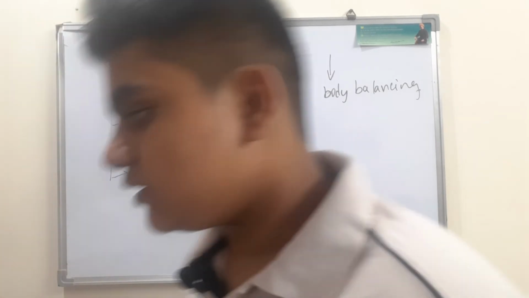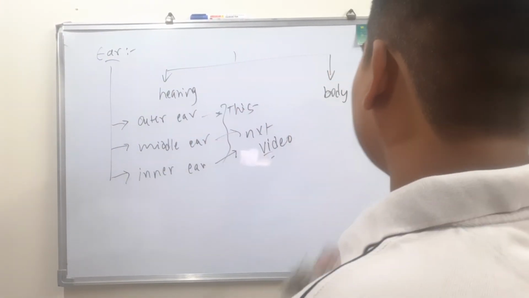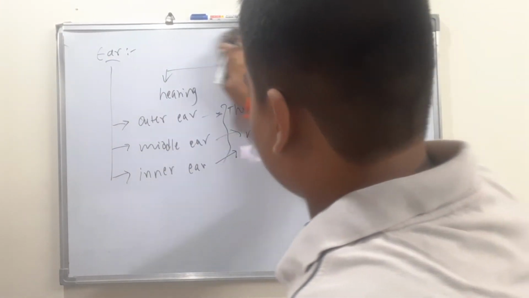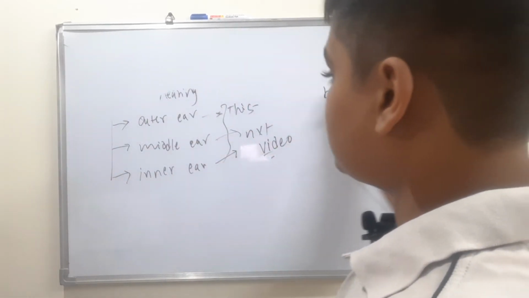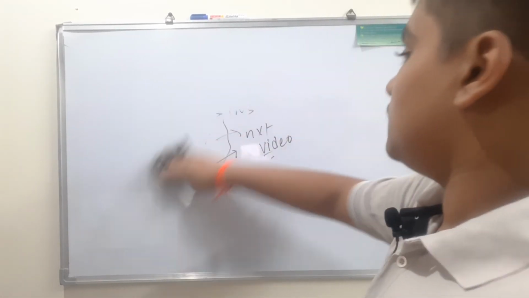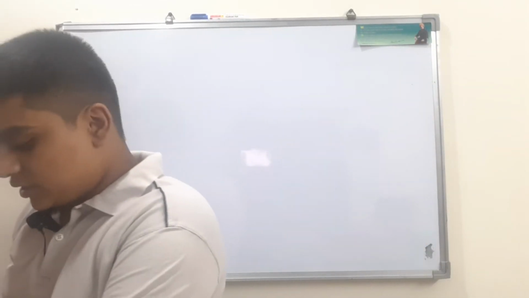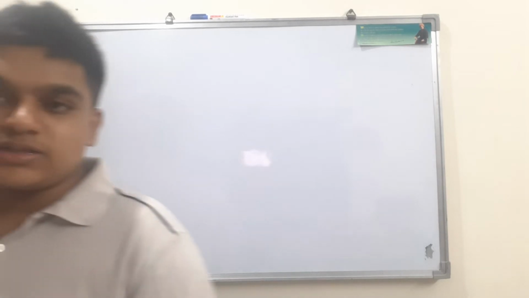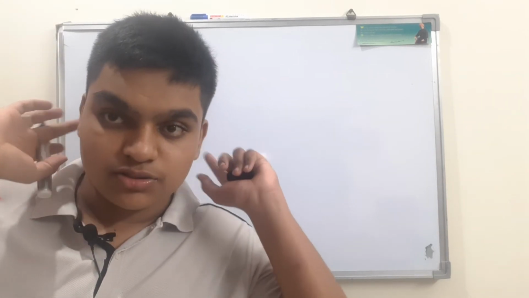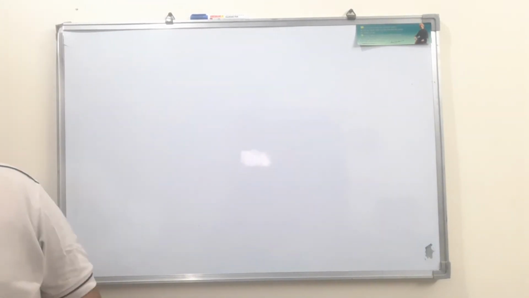Now let's start with the outer ear. There are two major parts of this outer ear. What are those major parts? Let us discuss now. The first major part of the outer ear is called the pinna, ear pinna. We already know this ear pinna. See, this is our ear pinna. These two are our ear pinnas.